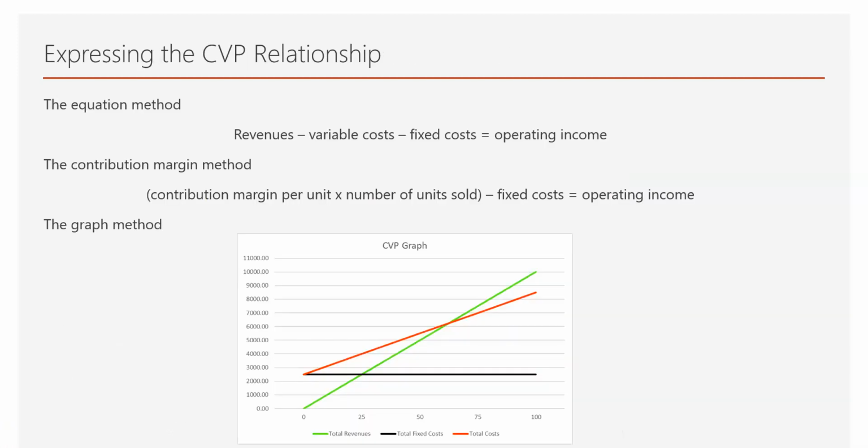So now let's express the CVP relationship. There are three ways we can express the CVP relationship, the first of which is the equation method. The equation method is total revenues minus variable cost minus fixed cost gives us our operating income.